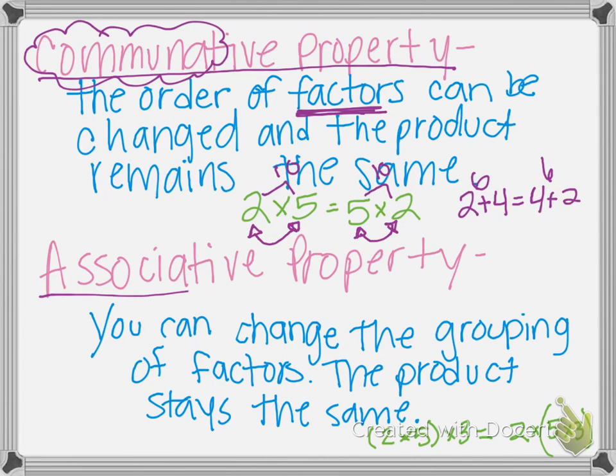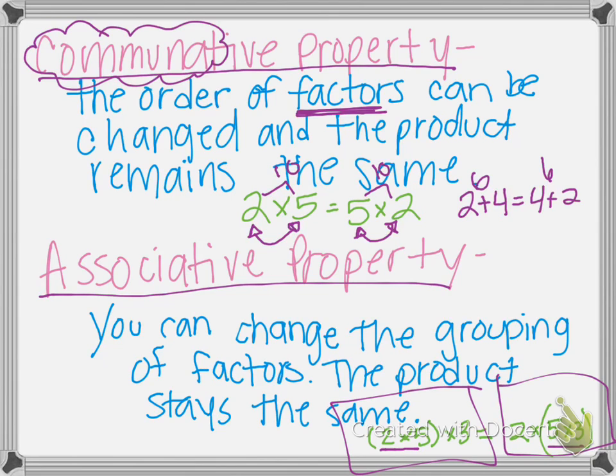All right, the second one is the associative property. Now, the associative property, you will notice, has parentheses, but that is not the only thing that gives it away or makes it have its meaning. So please write down the definition: you can change the grouping of factors. The product will still stay the same. If you notice, in these parentheses I have a 2 and a 5, and in these parentheses I have a 5 and a 3. But this property is telling me that this side should equal the same thing as this side.